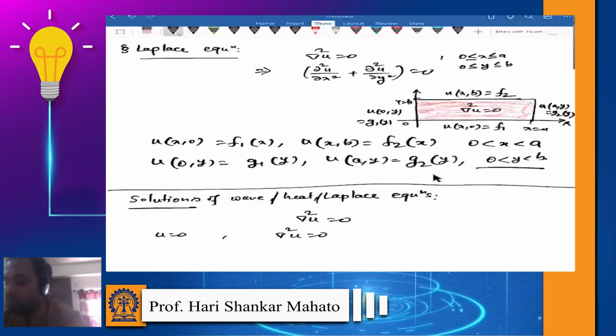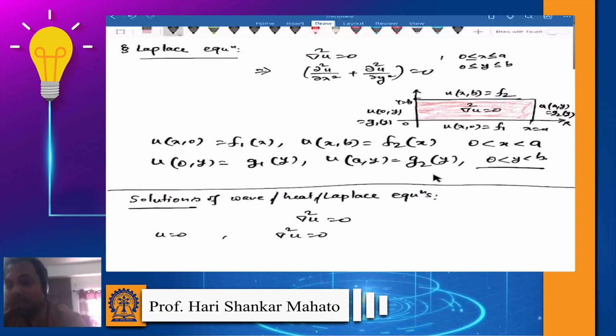Or if you substitute u equals 0 in your wave equation, then your wave equation will always be satisfied. Or if you substitute u equals 0 in your heat equation, in that case also it is always satisfied. But u equals 0 will not give us any significant information, because in a heat conduction problem, it says that the temperature is 0 throughout the material body. But that's not the case.